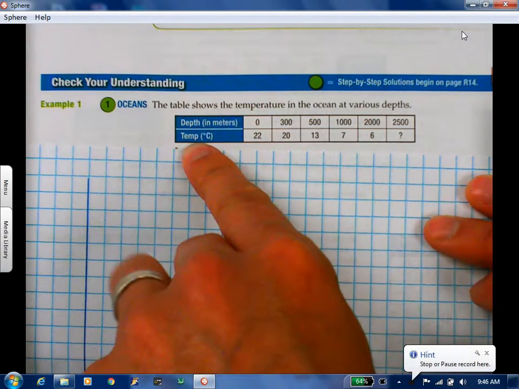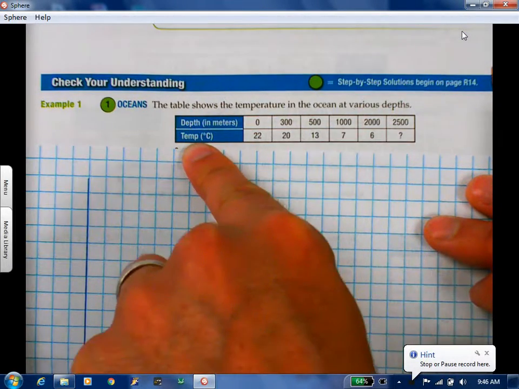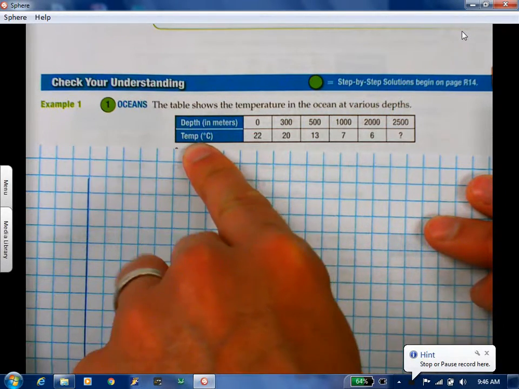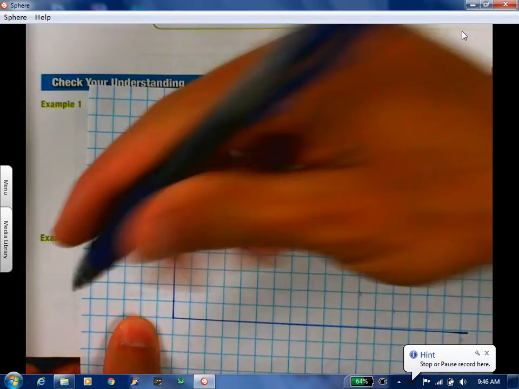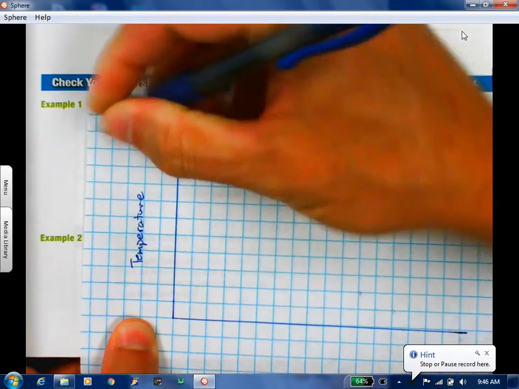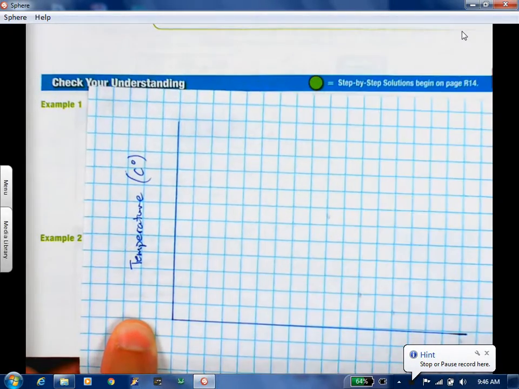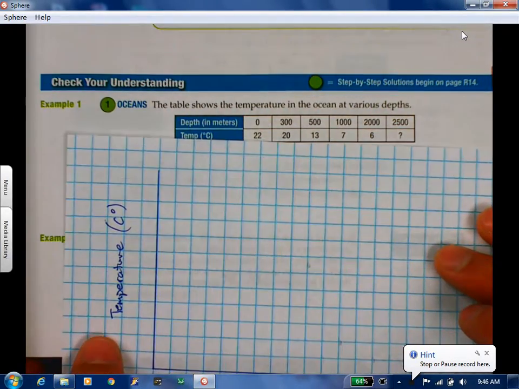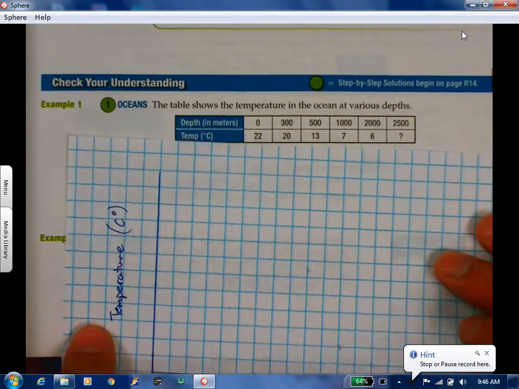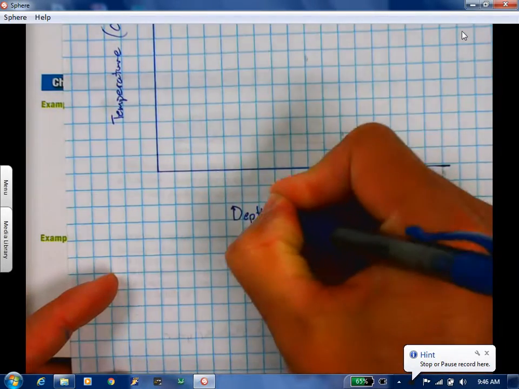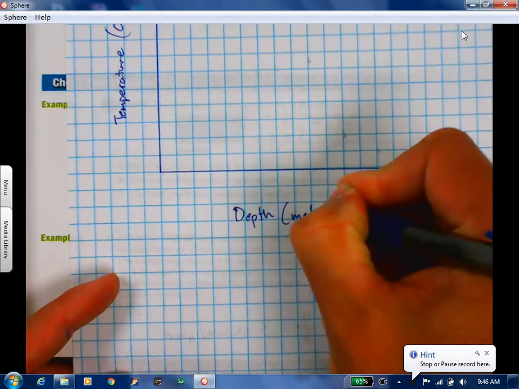Temperature depends on the depth. Temperature is the dependent variable, which is the y. Okay, so we're going to put temperature. This is one area some of us can improve on, is putting our labels on the graph. That is in degrees Celsius. And they've given you the labels here. Their depth in meters.